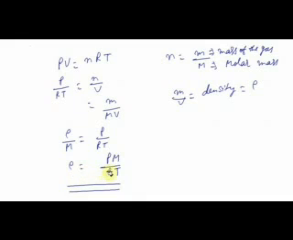So the density of a given gas with the molecular mass M at a given pressure and temperature can be written as PM by RT.